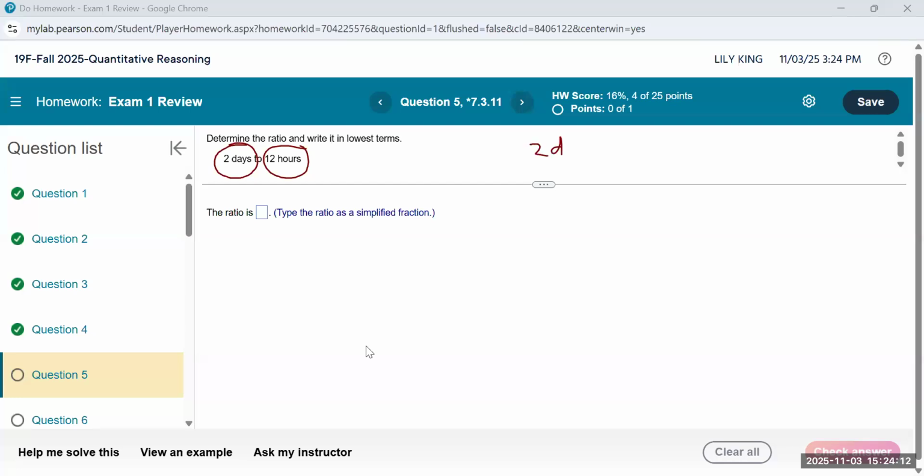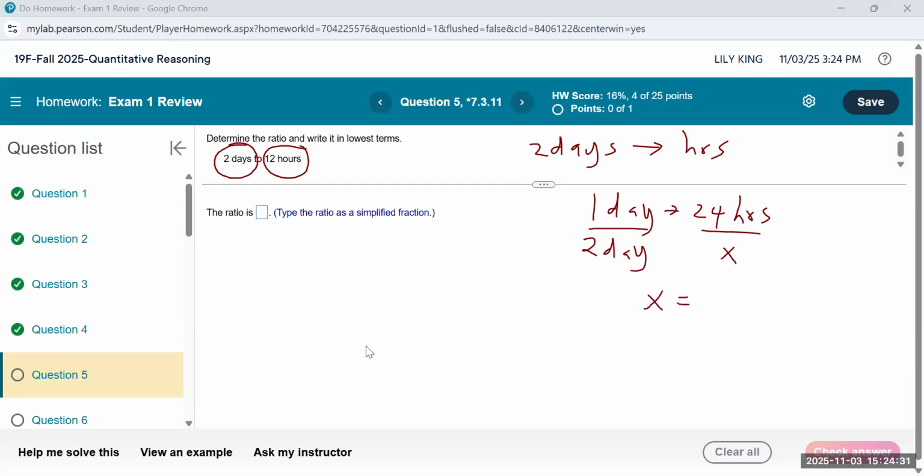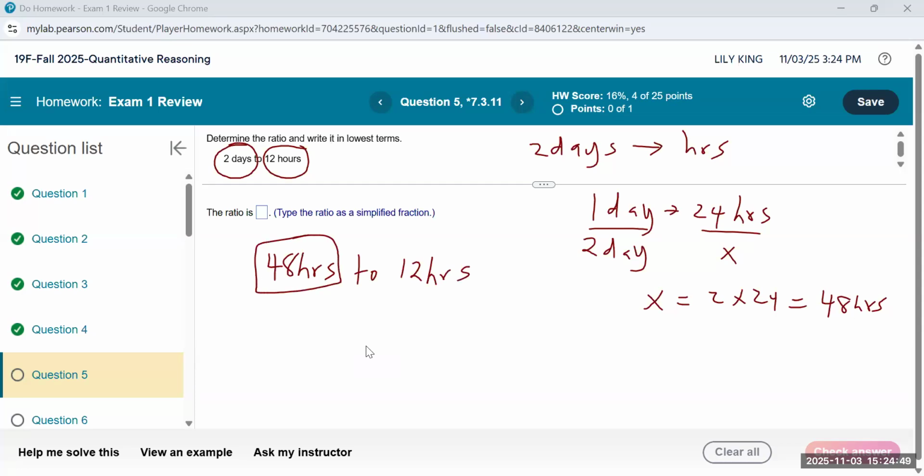So 2 days. We know that for a day, we have 24 hours. If you are given 2 days, how many hours is that? This is 2 times 24, which is 48 hours. Now we can rewrite this ratio as 48 hours to 12 hours. Your 2 days is 48 hours. So you have the same unit now, so you can divide.